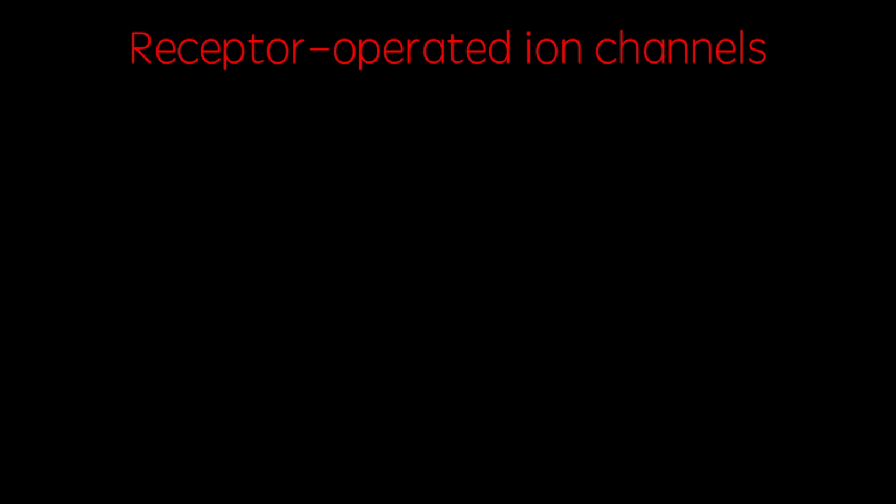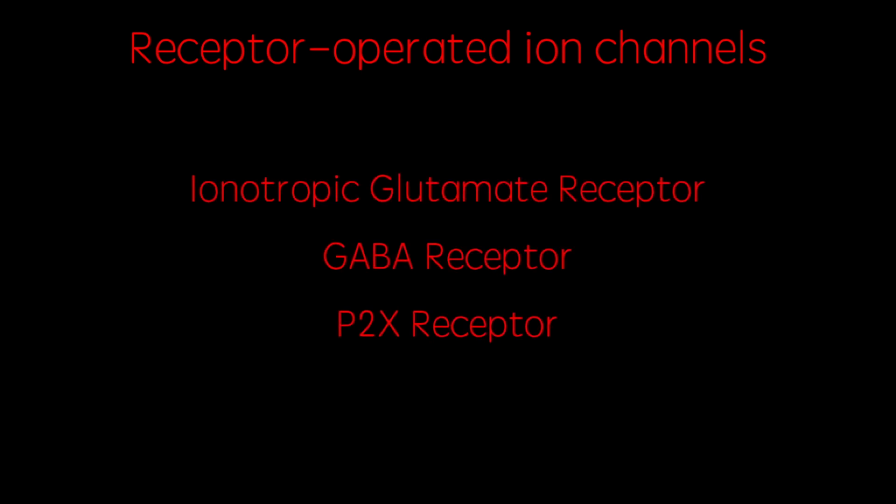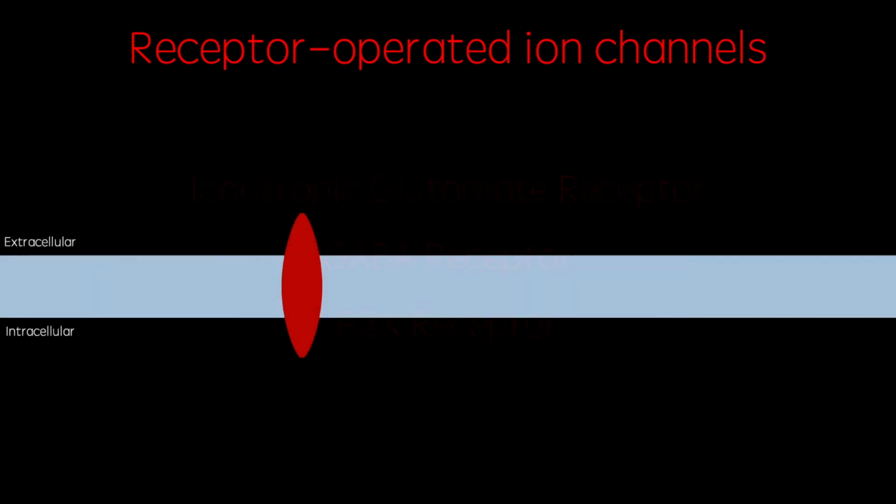And finally, receptor-operated ion channels. These include ionotropic glutamate receptors, GABA receptors, and P2X receptors. Ligands bind to these channels, causing them to either open or close. This can alter the membrane potential as well as intracellular ion concentrations.